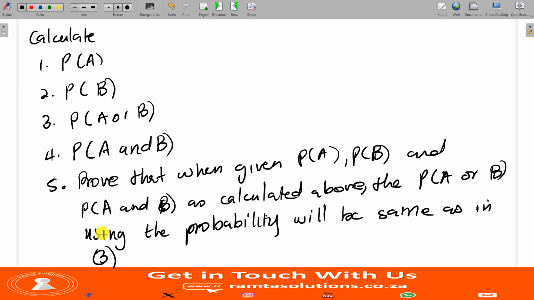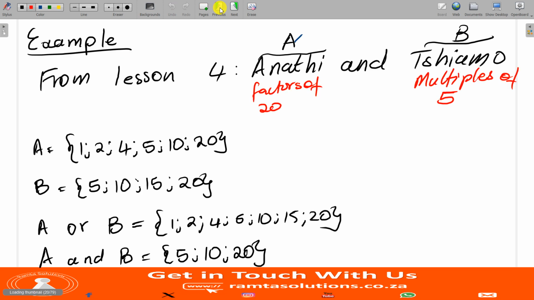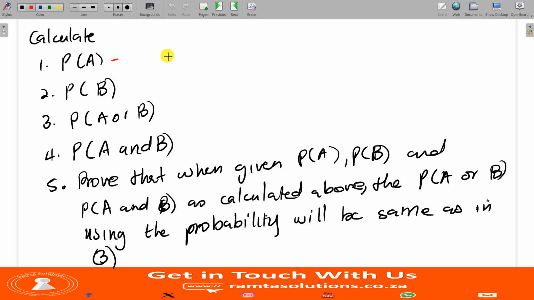Okay, so we are going to prove this. I'm not going to waste time, but I want to remind you that the key thing I want to focus on for this video is this item here. All the other things we did in video 4. So we know the probability of A.